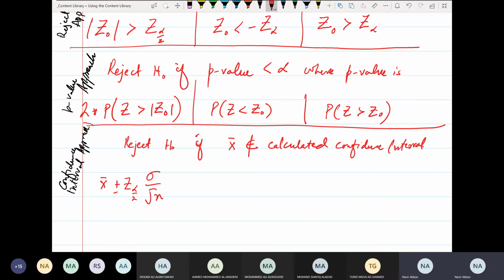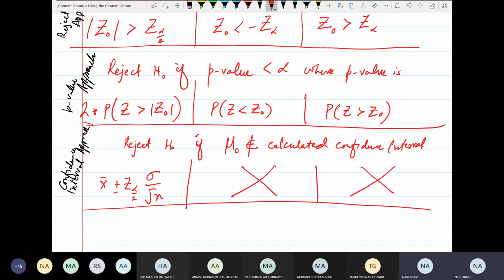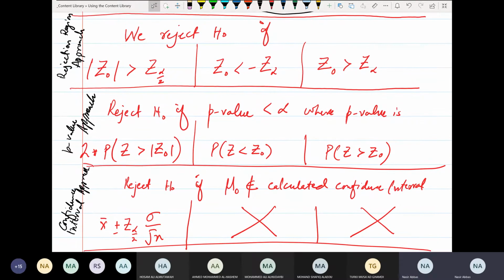If mu naught is within this interval, you will fail to reject H0, but if it is outside the interval, you will reject H0. And if you remember, in chapter 8 we never talked about one-sided hypotheses, so I'm putting a cross here. These cases are not with you. One-sided confidence intervals do not belong to the syllabus of 319. These are the three approaches of testing any hypothesis: you can test a hypothesis using the rejection region approach, the p-value approach, or the confidence interval approach.